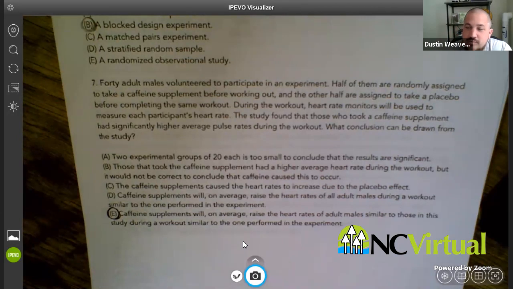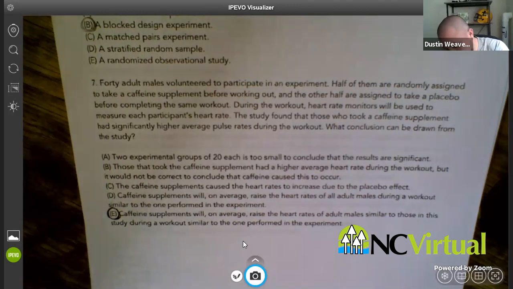20 is a small group, but it's not too small. If you get significant results, they don't have to be a certain number to be significant in an experiment.